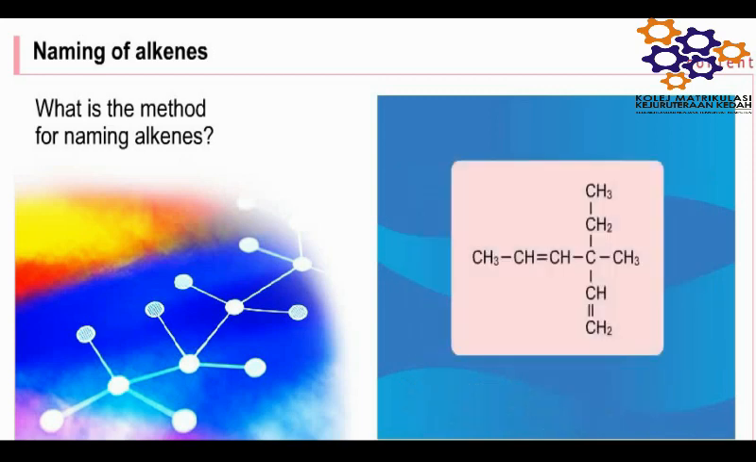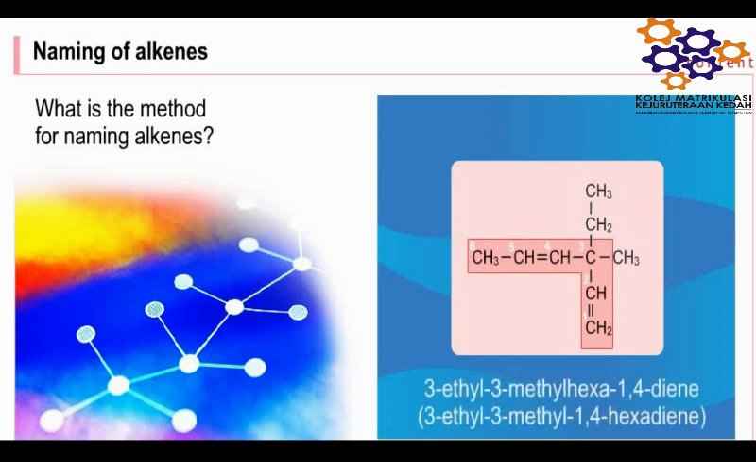Now look at this compound. The longest chain containing double bonds is made up of 6 carbon atoms. There are 2 double bonds located at carbons 1 and 4. There is 1 ethyl substituent on carbon 3 and 1 methyl on the same carbon atom. The name of the compound is 3-ethyl-3-methylhexa-1,4-diene.